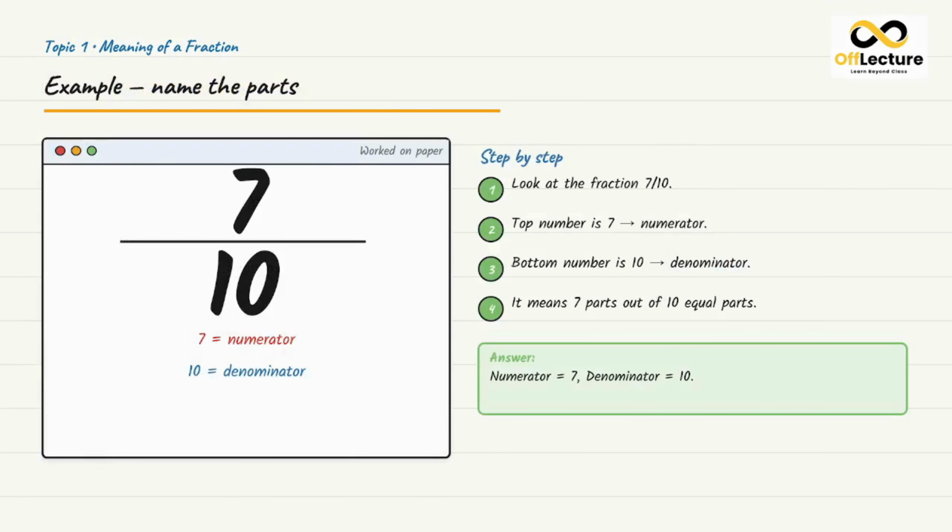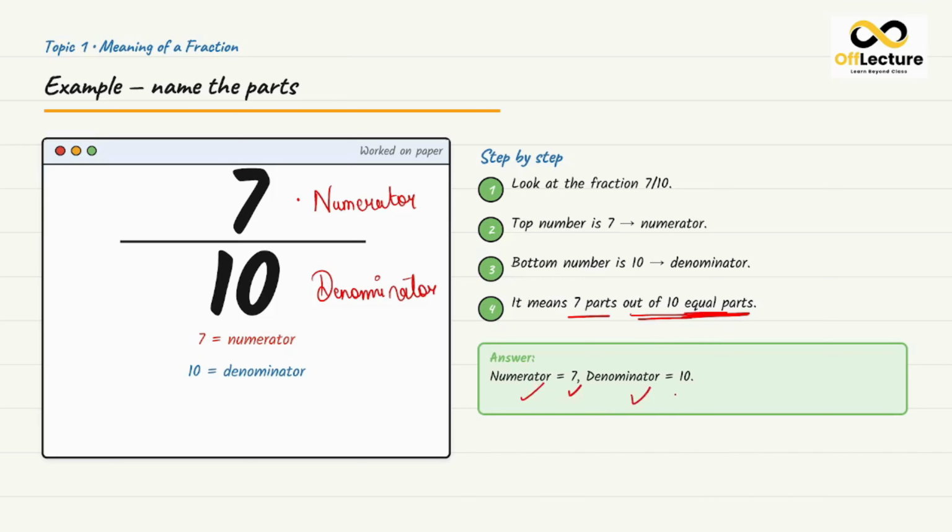Let's understand with an example. Look at the fraction 7 by 10. On top, the number is 7, which is our numerator. And at the bottom we have 10, which is our denominator. It means 7 parts out of the 10 equal parts. This 10 equal parts is very important. 7 parts are taken out of 10 equal parts. So the numerator is 7 and the denominator is 10.